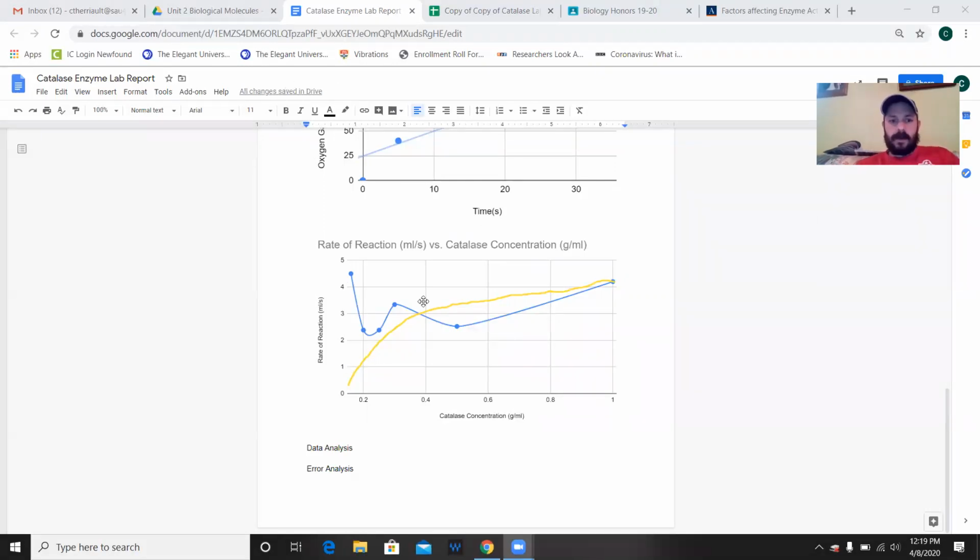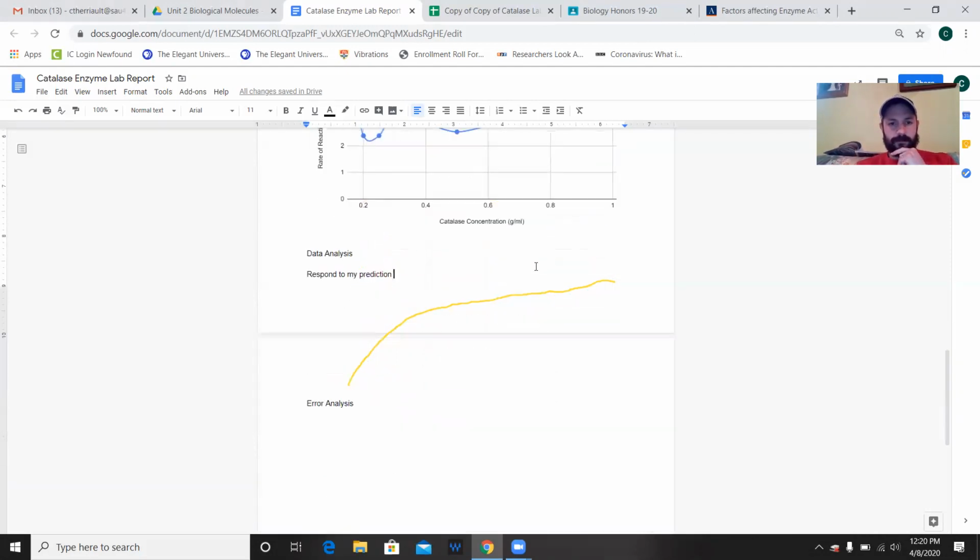So in my data analysis is where I would respond to my prediction. So I would talk about those things. I would talk about, whoa, this lowest concentration is way off. It should have been my lowest reaction rate, but it was actually my highest. That's not right. Well, I kind of got a plateau, but this point right here really doesn't fit within that plateau that I expected. I'm responding to my prediction using my lab data, particularly focused on this reaction rate versus catalase concentration graph.